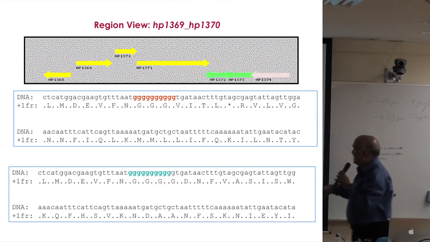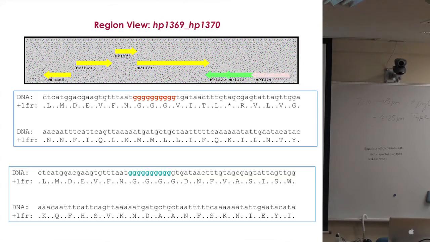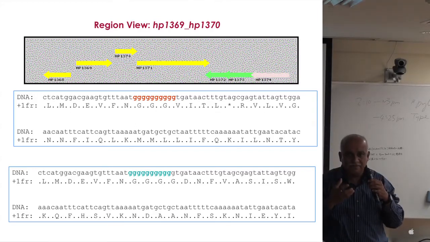Okay? This is 69, this is 70, and this is 71. This is a restriction enzyme. But the methyl transferase here is split. Naturally, it is split. It doesn't make an enzyme. Both of them don't make an enzyme.